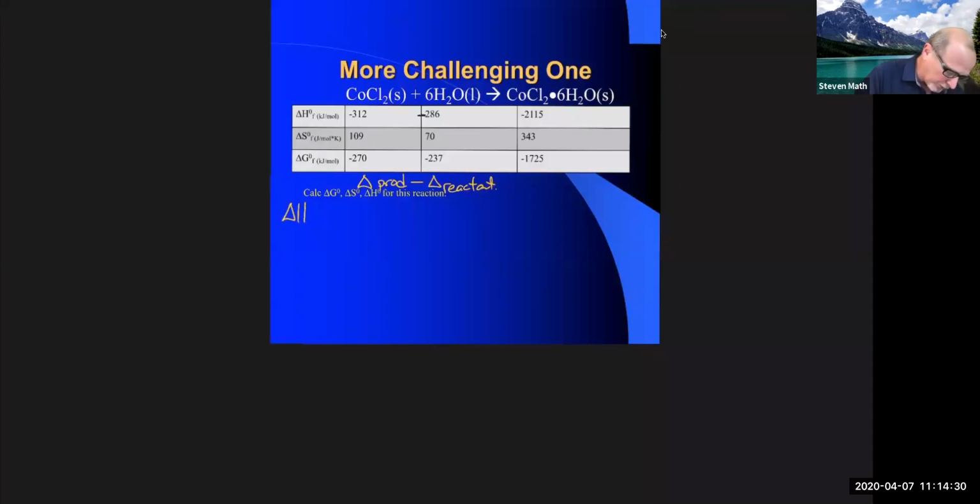These are all in order. So delta H is going to be products. Let's take that negative 2115 kilojoules per mole. Look at those units, kids. Minus negative 312 kilojoules per mole plus 6 moles times a negative 286.